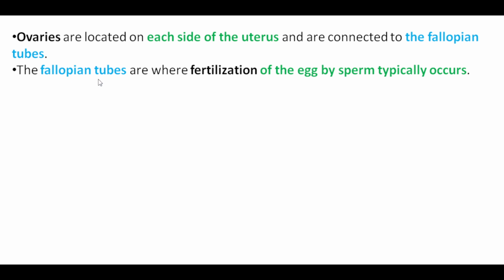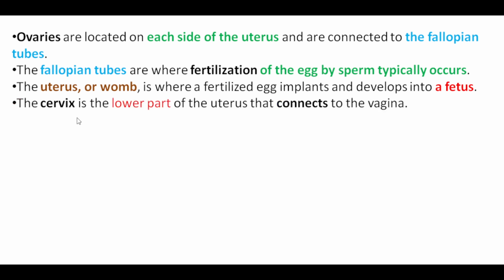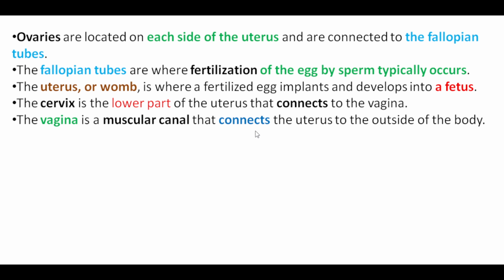The fallopian tubes are where fertilization of the egg by sperm typically occurs. The uterus or womb is where a fertilized egg implants and develops into a fetus. The cervix is the lower part of the uterus that connects to the vagina. The vagina is a muscular canal that connects the uterus to the outside of the body.